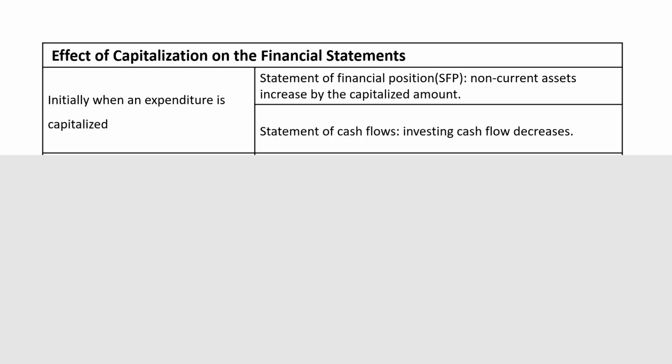Now let's see the effect of capitalization on the financial statements. Initially, when an expenditure is capitalized, in the statement of financial position, the non-current asset value increases by the capitalized amount. Then in the statement of cash flow, the investing cash flow decreases. Why? Because we have spent money to purchase the relevant asset.